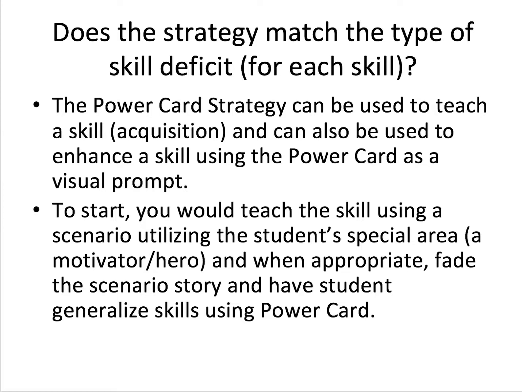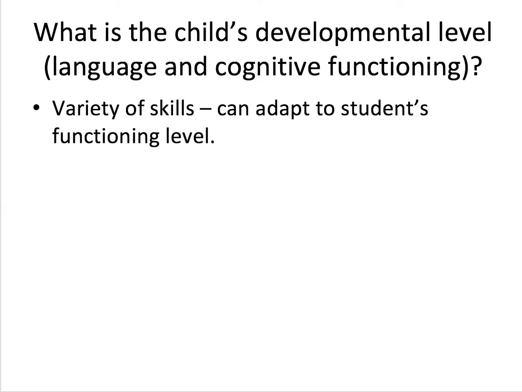So to start, we would teach the skill specifically. For example, we would teach sharing using that motivator. In that example, it was the dolphin as the motivator or the hero. Eventually what we would try to do is fade that story out and have the student generalize the skills using the power card. One of the things you're going to want to look at in terms of how we select these interventions is the child's developmental language, so language and cognitive skills, and how the intervention addresses those things.